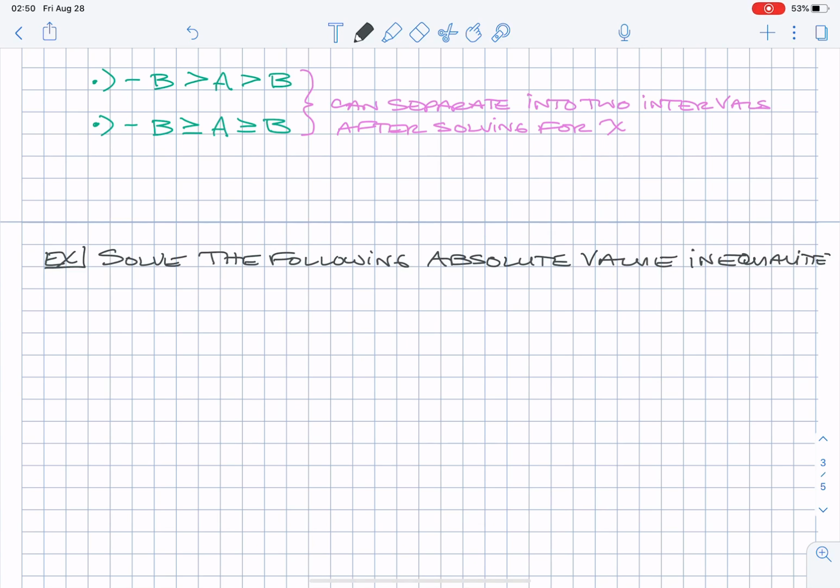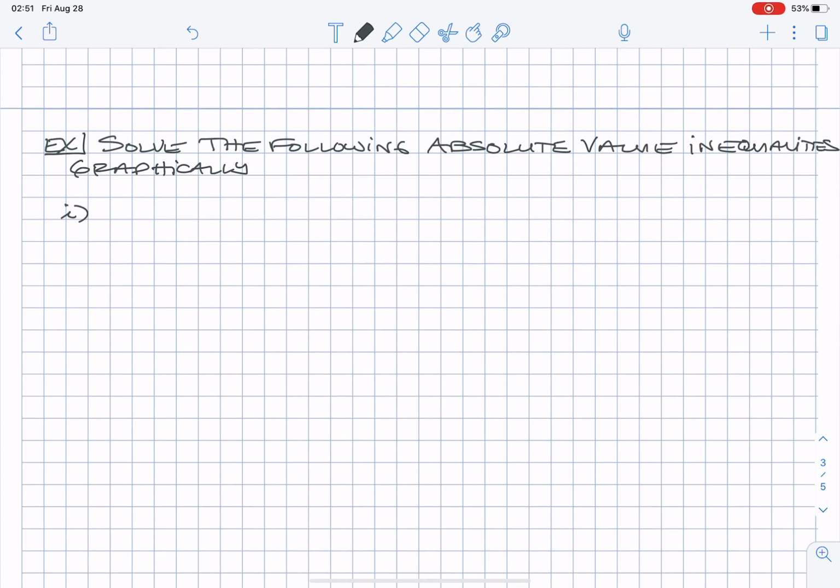I have enough room? Barely. So solve the following absolute value inequalities graphically, meaning plot the graph. Okay, so number one, let's say we have 3 minus the absolute value of x plus 2 is strictly larger than 0.